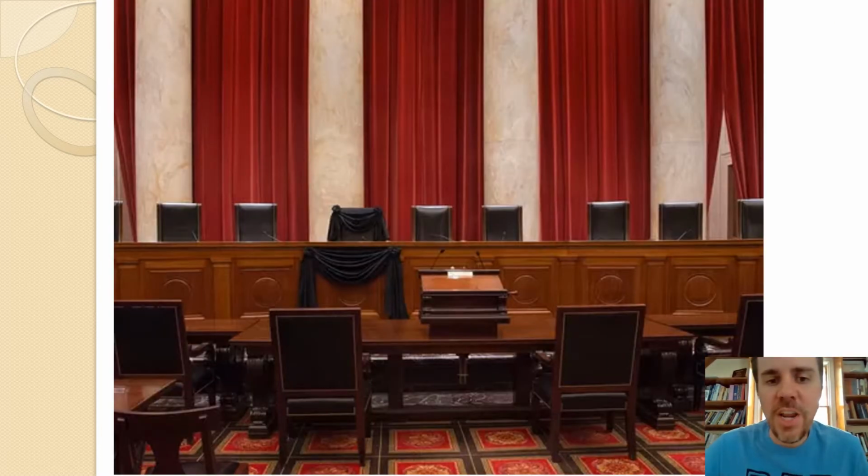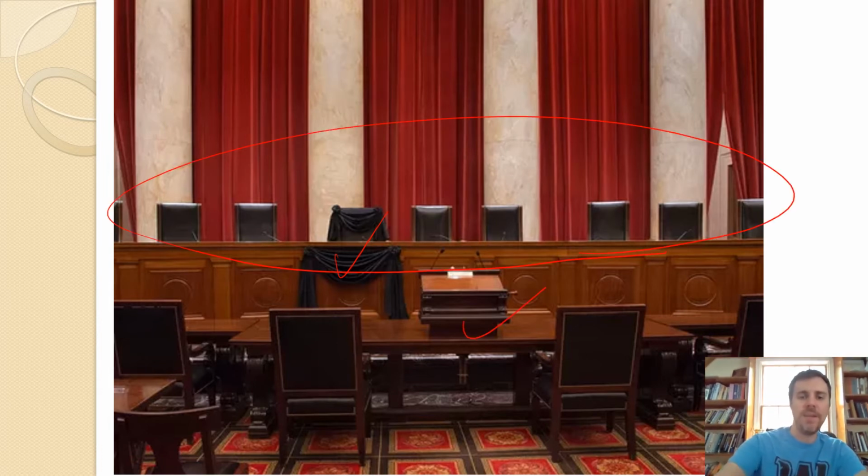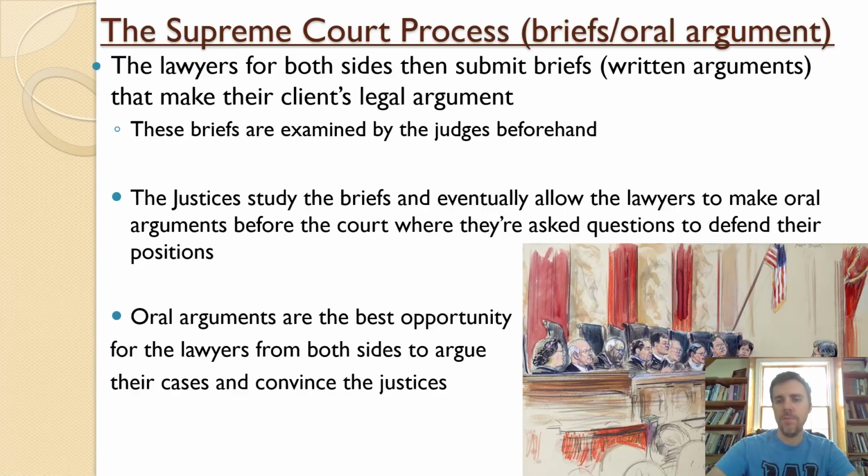Here is the Supreme Court chamber itself. This photo was taken after the death of Justice Antonin Scalia. That's why it's draped in black right now. There are almost never any pictures allowed in the Supreme Court chamber itself. 9 justices all sit right here, and then the people make their case right there, the different lawyers for the different sides. Each justice has 3 to 4 law clerks, which help them to do research and help them to deliberate. We'll stop there for now.